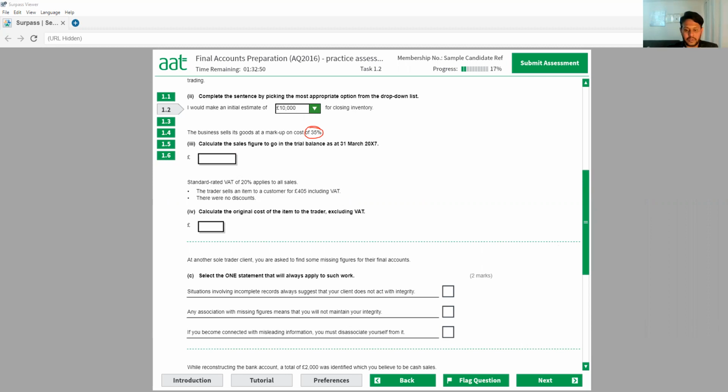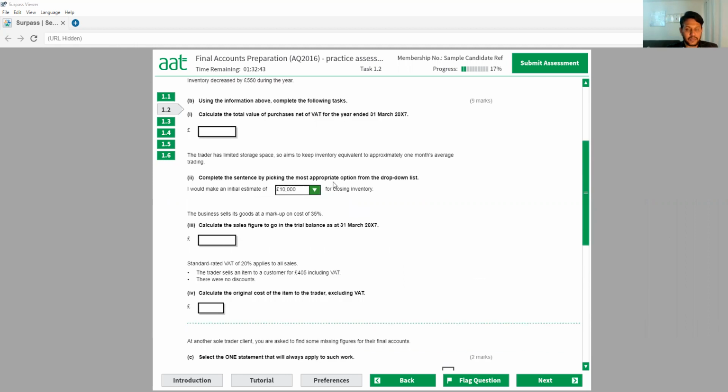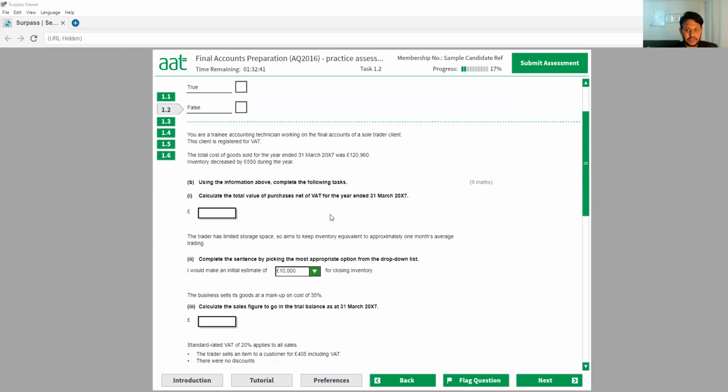How much was our cost of sales? If you go to the top, we can see our cost of goods sold was 120,960. So this is 100%. And we now have to make it 135%, because 35% is the profit. So all you have to do is make it 135%.